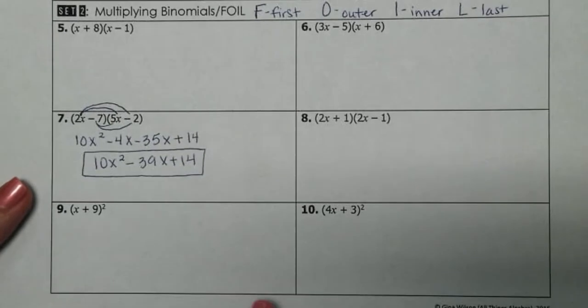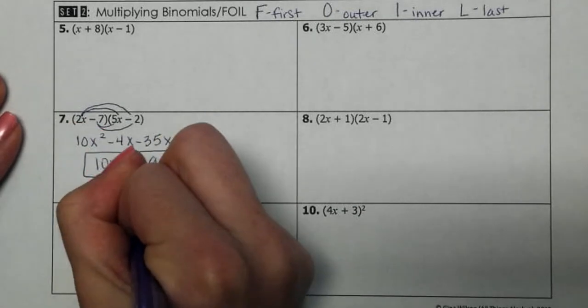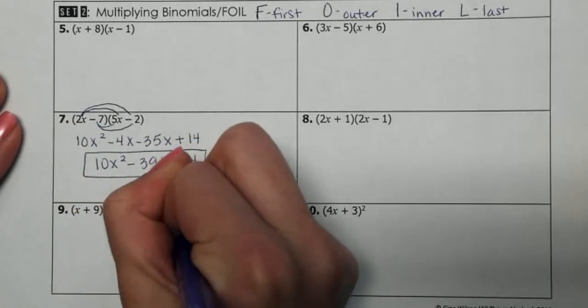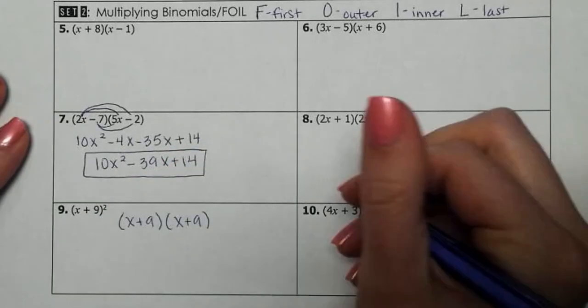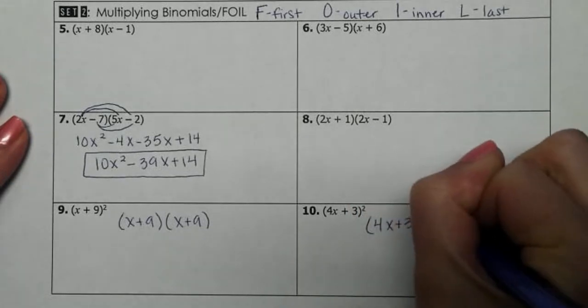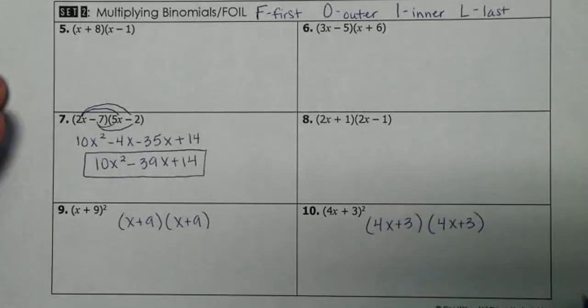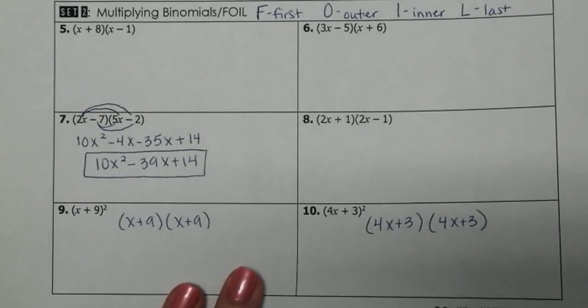Now the ones down bottom where they're squared, it's just that you have to multiply them by themselves. So you have to do x plus 9 times another x plus 9. Same with number 10. 4x plus 3 times 4x plus 3. And you'll do the same process. First, outer, inner, last. Okay, so let's look at the back page.